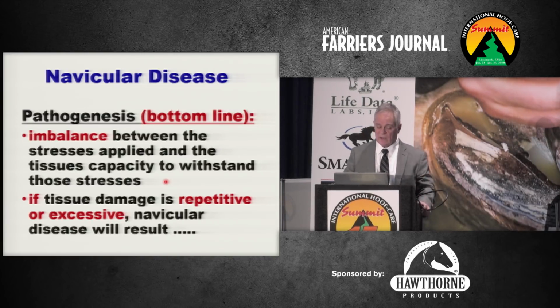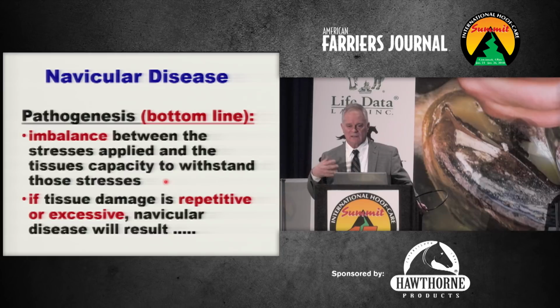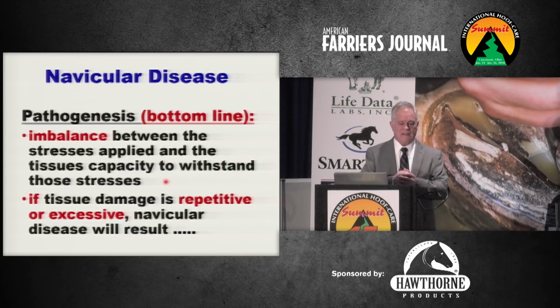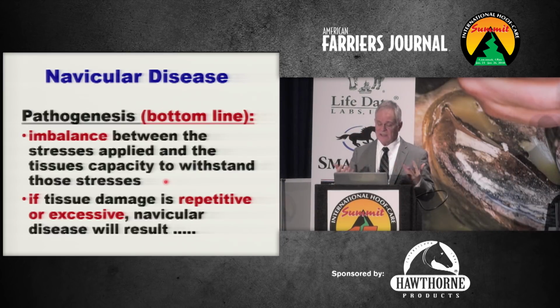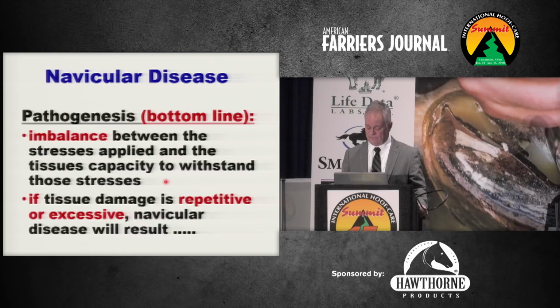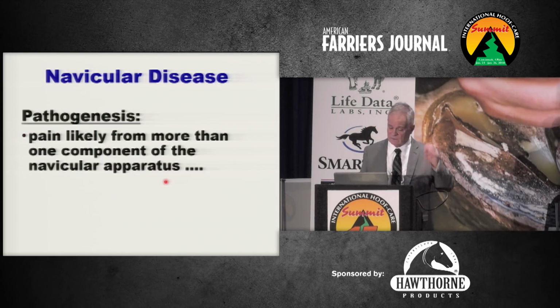The bottom line is that somehow, some way, there's an imbalance between the stresses and traumas applied to those tissues and the tissue's capacity to withstand them. That's pretty much a normal part of anything. But that's okay, as long as the body has a chance to recover, rebuild, maybe hopefully strengthen. But if this damage becomes repetitive and excessive, you're going to get disease. Okay? Fairly simple in my mind.